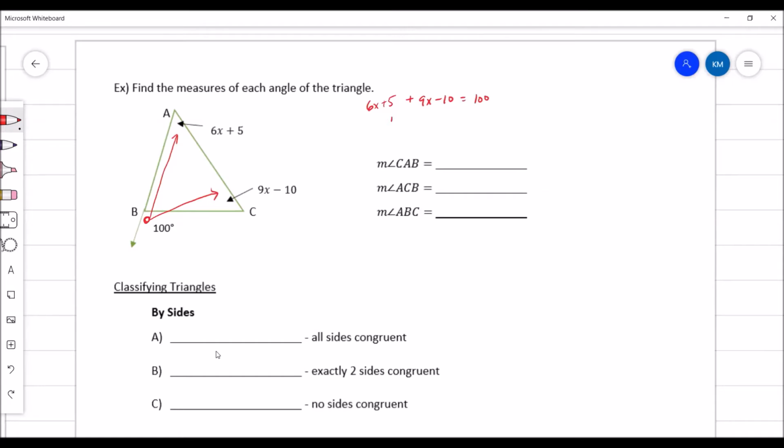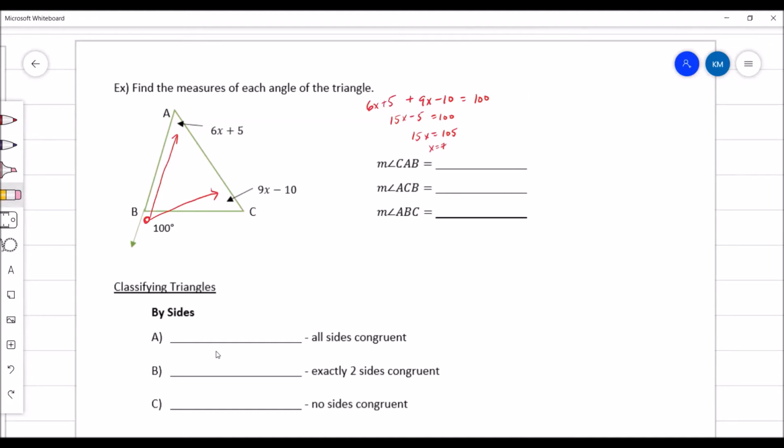So now as we combine like terms, we have 15x minus 5 equals 100. Add 5 to both sides. 15x equals 105. And x is 7. So we find that x is 7.